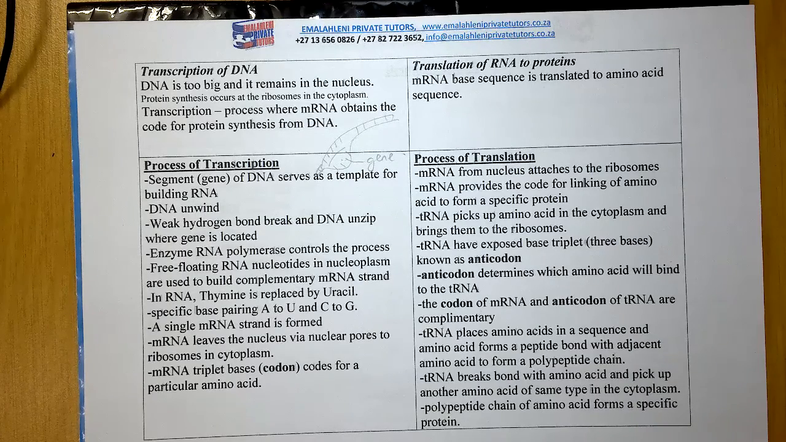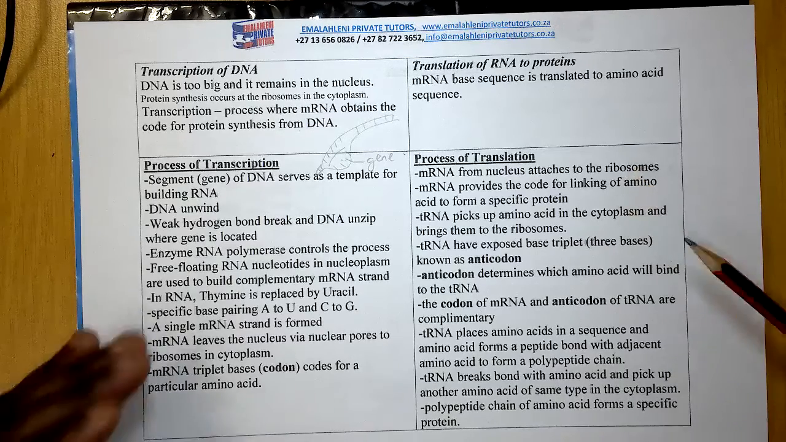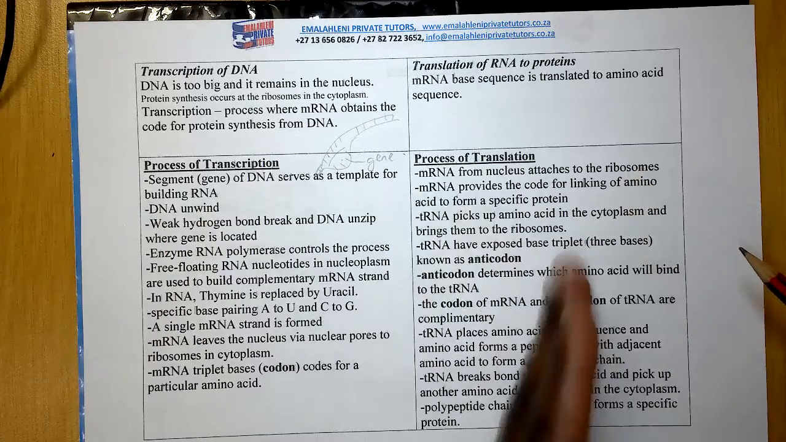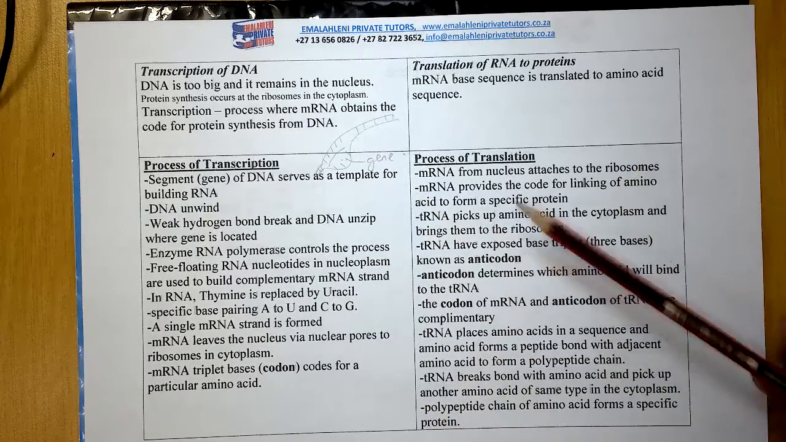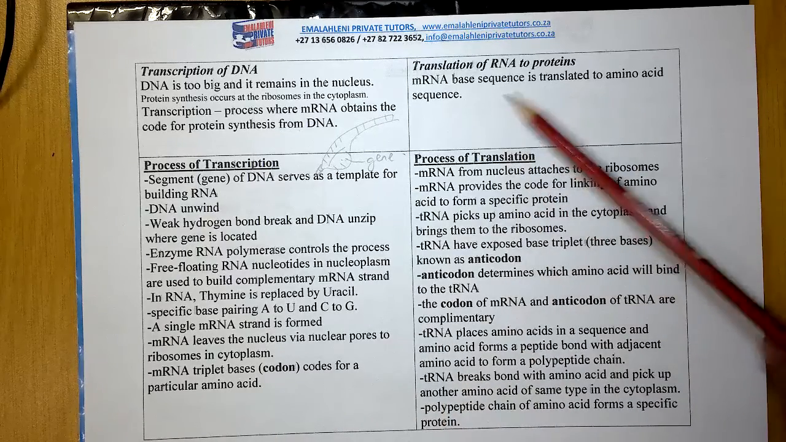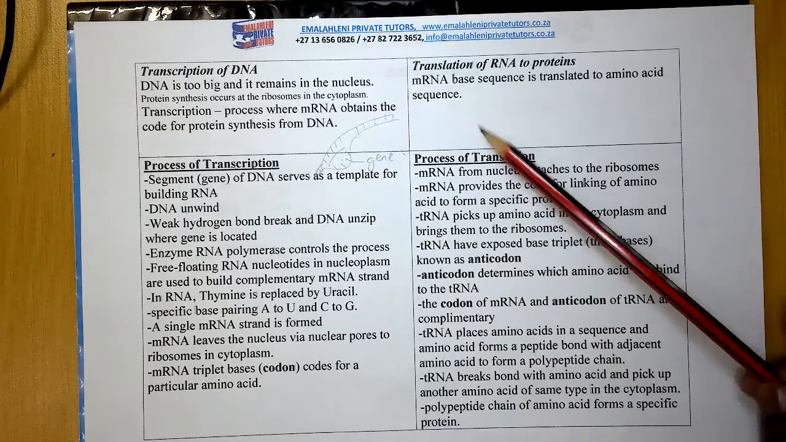Messenger RNA leaves the nucleus via nuclear pores to ribosomes in the cytoplasm. The messenger RNA base triplet, which we call the codon, codes for a particular amino acid. Okay, then we go to translation now. In translation, we are now on the ribosomes where protein synthesis occurs. Here, the messenger RNA base sequence is translated to an amino acid sequence.